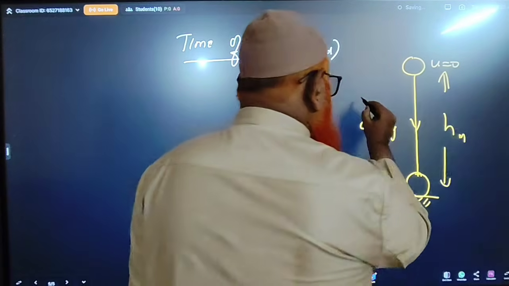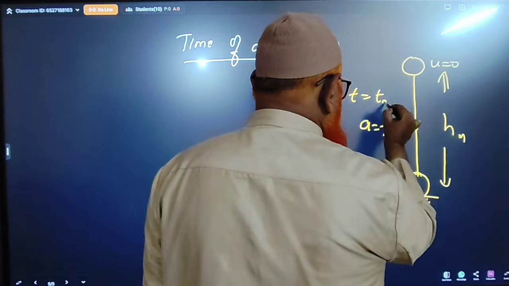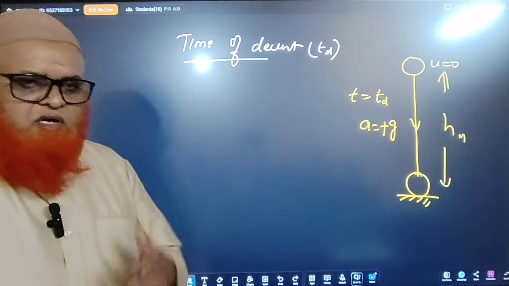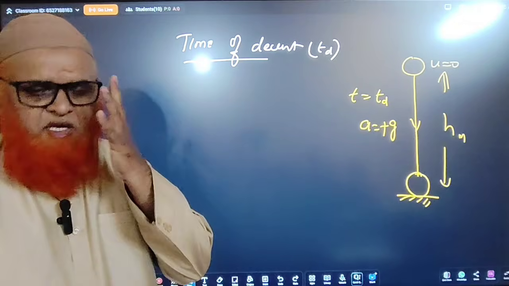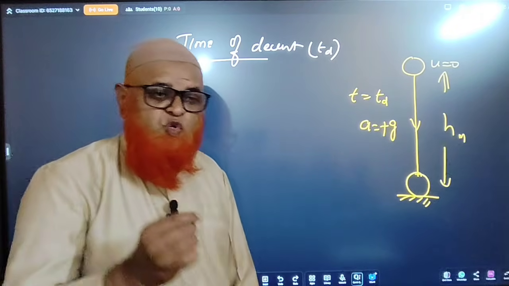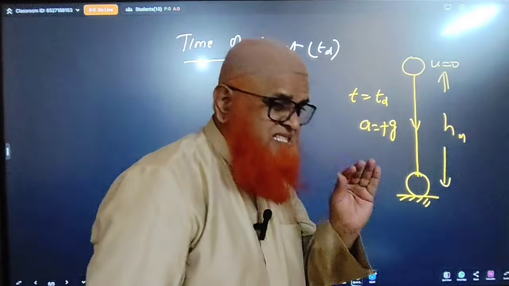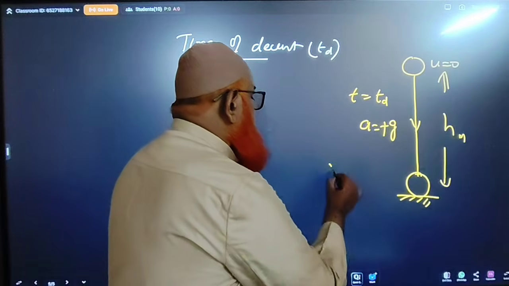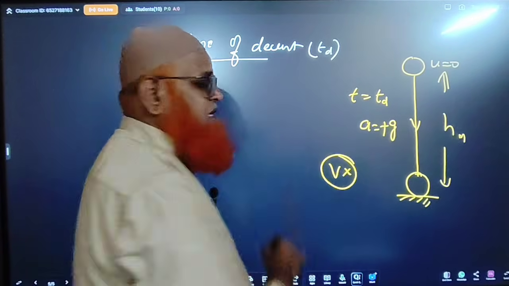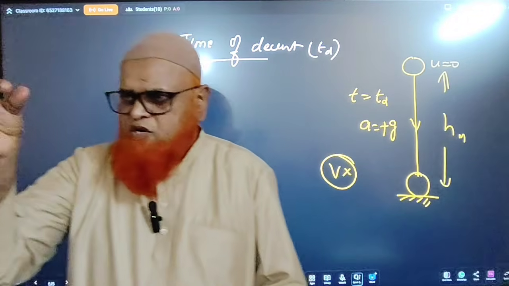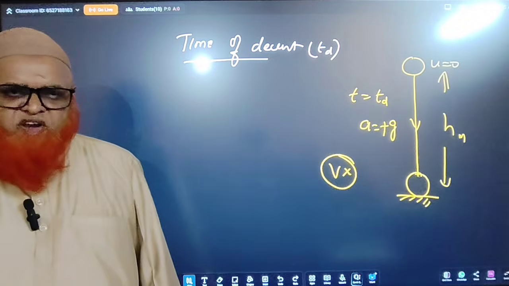Then you have to find out the time of descent. Coming downwards means time of descent here. How do you find out time of descent? I will give one logical explanation so that it is very easy to understand: you don't have the final velocity in your hand. There is no discussion of final velocity in this case when you drop a body. I will give one beautiful example.